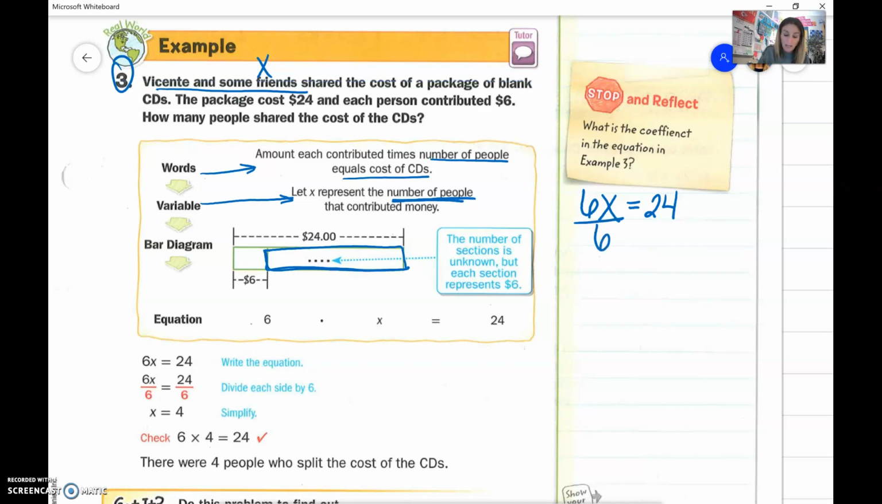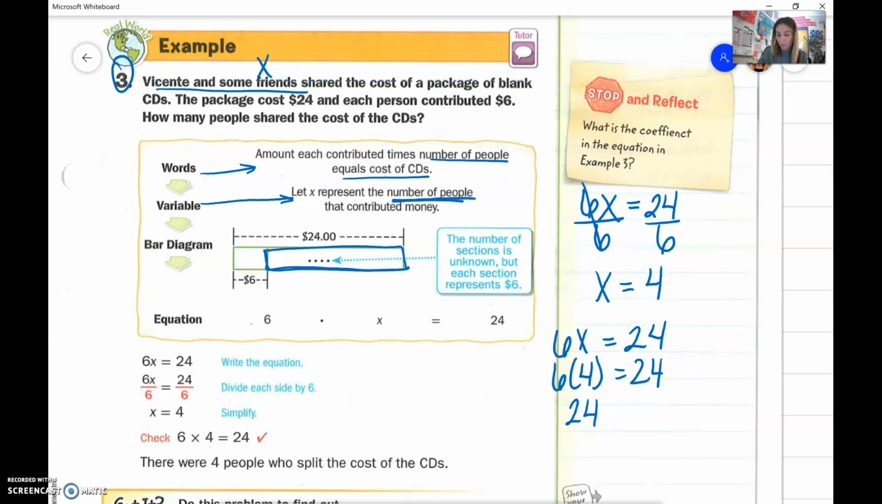We're going to divide each side by 6, which means 6x divided by 6 leaves me with 1x. 24 divided by 6 is 4. We believe that there were 4 friends who contributed. Now we check. 6x equals 24. I replace my x with 4, equals 24. 6 times 4 is 24. 24 equals 24. Check. Okay.